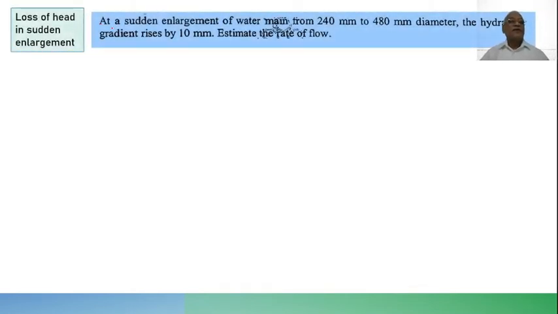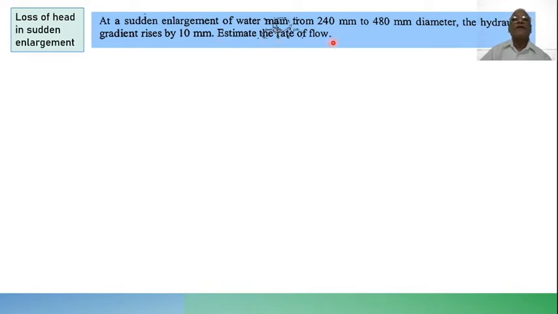Okay, slightly involved, a couple of questions from earlier question papers, so that you will be well versed with the difficult questions also. In this problem they have mentioned a sudden enlargement of a water main from 240 mm to 480 mm diameter. The hydraulic gradient rises by 10 millimeter. Estimate the rate of flow.